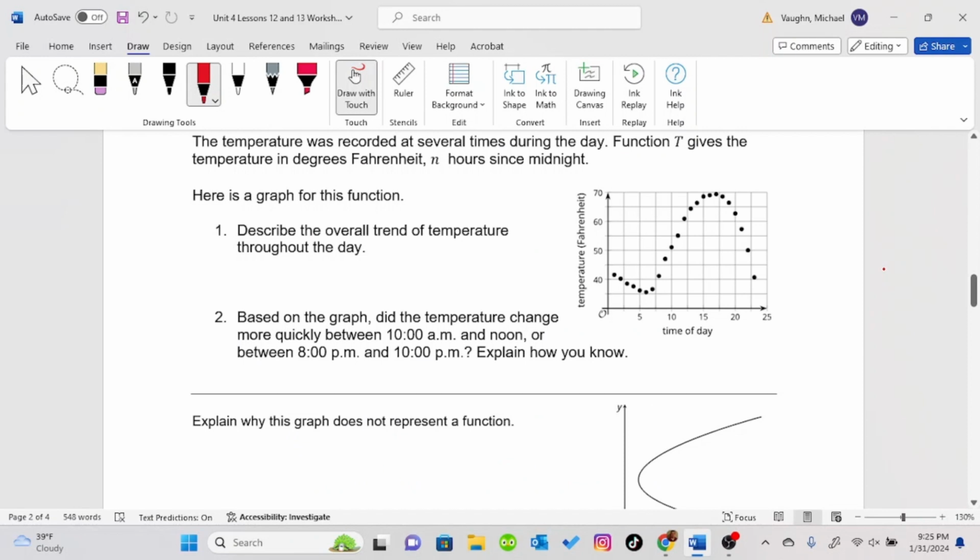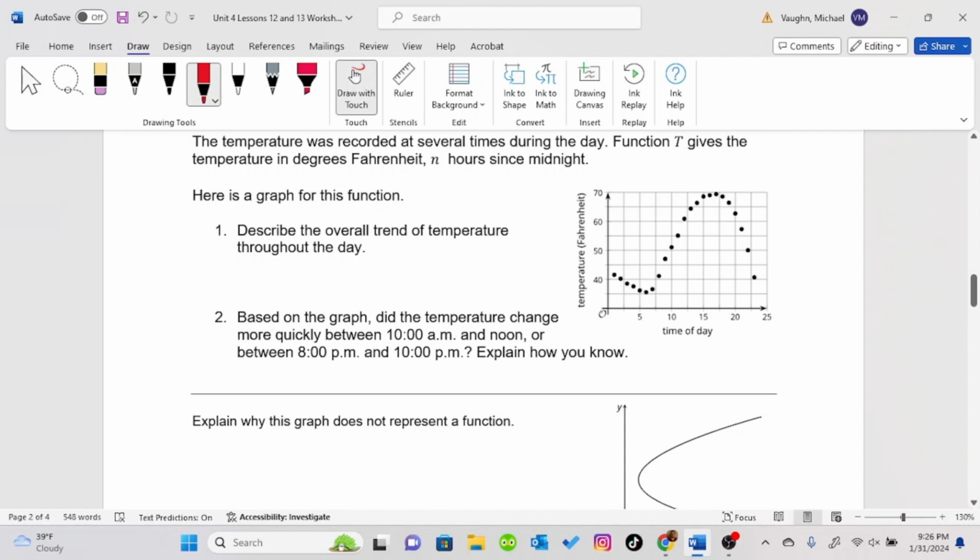The temperature was recorded at several times during the day. Function T gives the temperature in degrees Fahrenheit, n hours since midnight. Here is a graph for this function. Number 1. Describe the overall trend of temperature throughout the day.